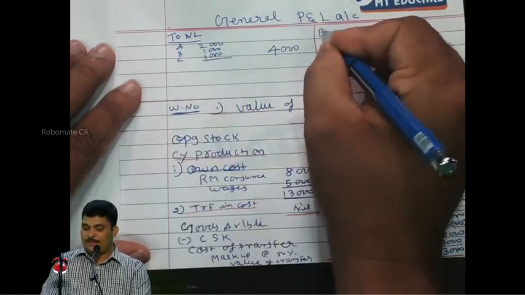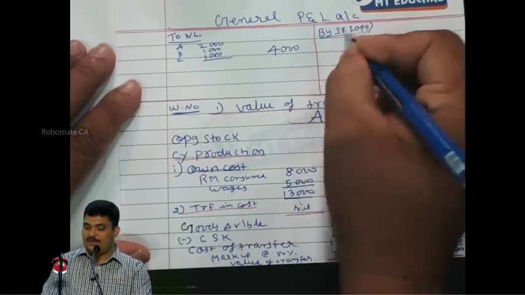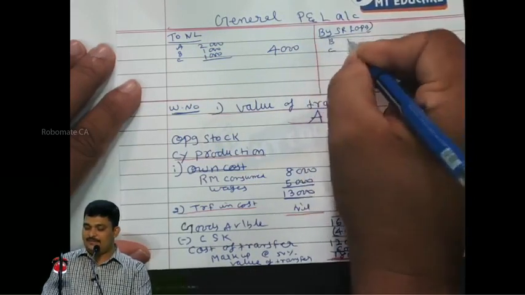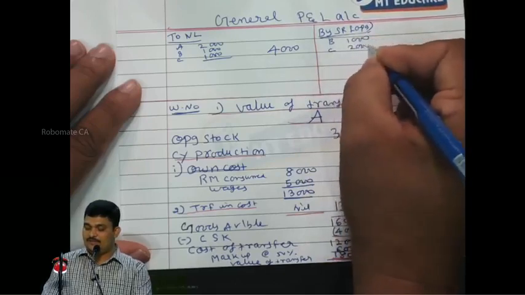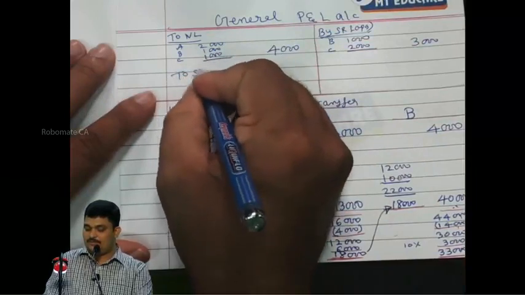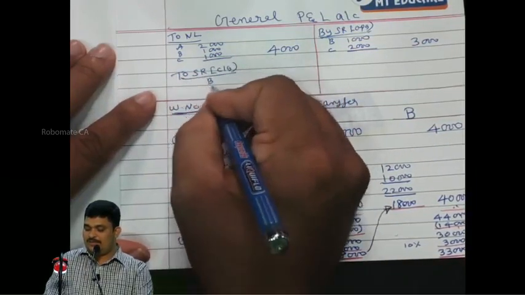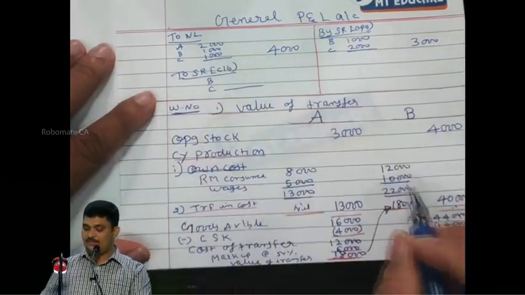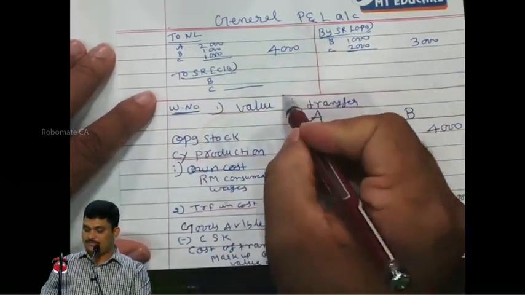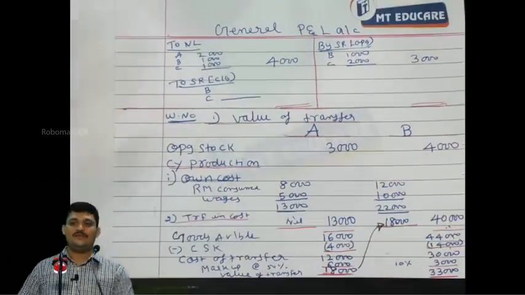4,000. By stock reserve opening relating to B and C, 1,000, 2,000, 3,000. To stock reserve closing B, C. Take that amount, which we have to find out.